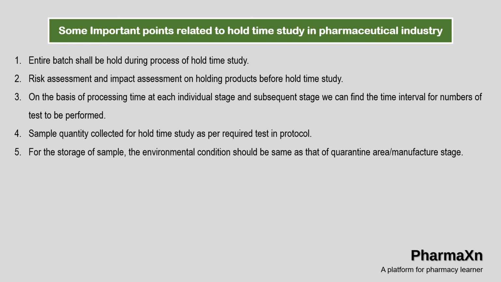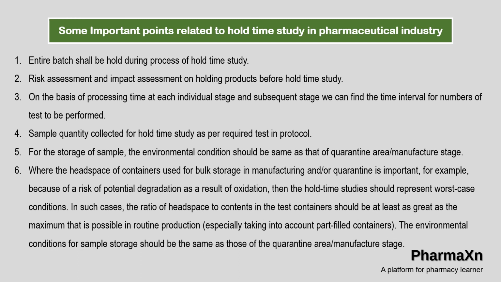For the storage of samples, the environmental condition should be the same as that of the quarantine area or manufacture stage. Where the headspace of containers used for bulk storage in manufacturing and/or quarantine is important, for example, because of a risk of potential degradation as a result of oxidation, then the hold time study should represent worst-case conditions. In such cases, the ratio of headspace to contents in the test container should be at least as great as the maximum that is possible in routine production, especially taking into account part-filled containers. The environmental conditions for sample storage should be the same as those of the quarantine area or manufacture stage.